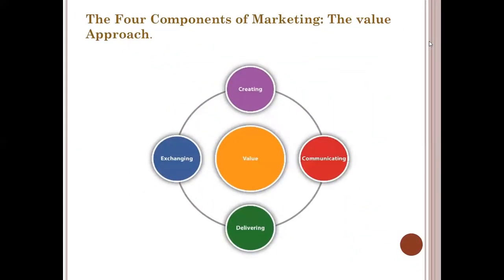We have here the four components of marketing for the value approach. The first one is creating offerings that have value. It is the process of collaborating with suppliers and customers to create offerings that have value. Marketing creates those goods and services that the company offers at a price to its customers or clients. So that entire bundle consisting of the tangible good, the intangible service, and the price is the company's offering.